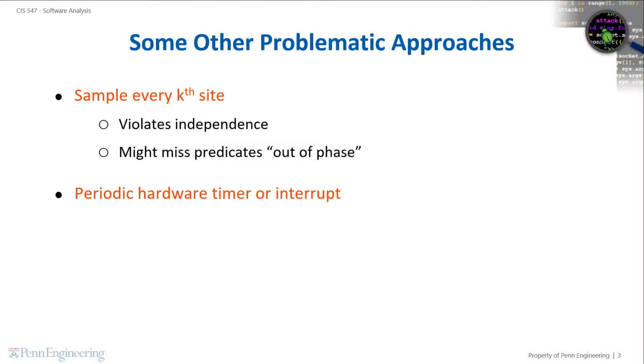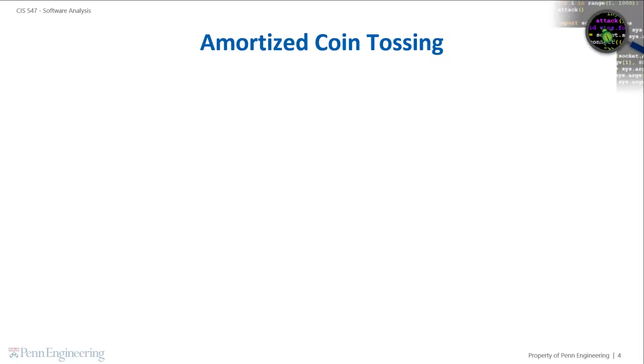Another idea is to use a periodic hardware timer or interrupt to decide when to sample a site. While this approach might suffice when hunting for large performance bottlenecks, it may systematically miss rare events. Also, this approach is not portable across systems using different hardware. Tossing a coin at each instrumentation site preserved all the properties we wanted out of a sampling procedure. So let's not give up on it quite yet. In general, our sampling rates are going to be low.